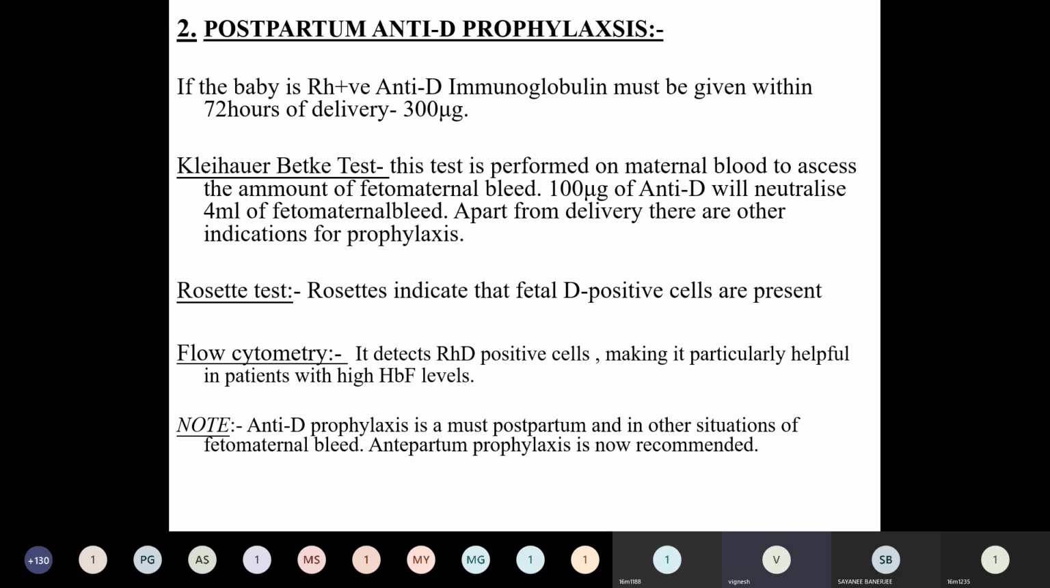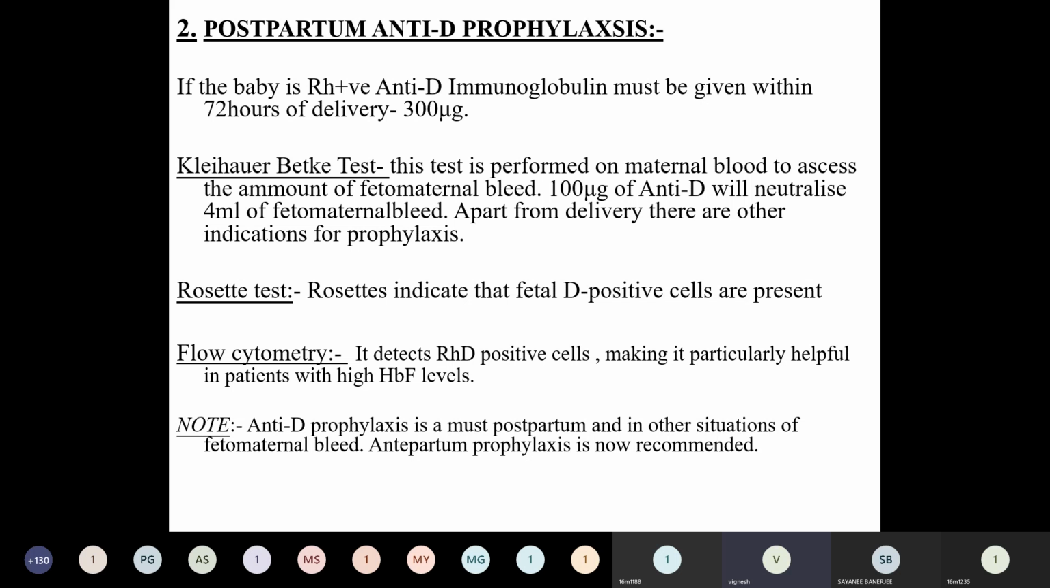You have to find out, this 300 micrograms covers 4 ml of feto-maternal bleed. Okay. So if the feto-maternal bleed is more, which can occur in some instances, you have to find out the amount. The different tests for the feto-maternal bleed are the Kleihauer-Betke test, the Rosette test, or the latest, the flow cytometer. So what is this Kleihauer-Betke test? This test is performed on the maternal blood to assess the amount of feto-maternal bleed, keeping in mind 100 microgram of anti-D will neutralize 4 ml of feto-maternal bleed.